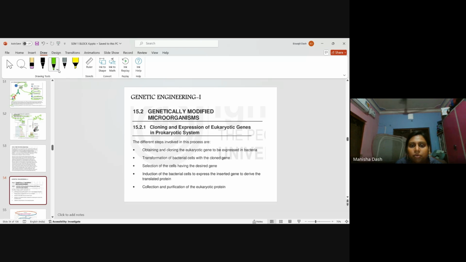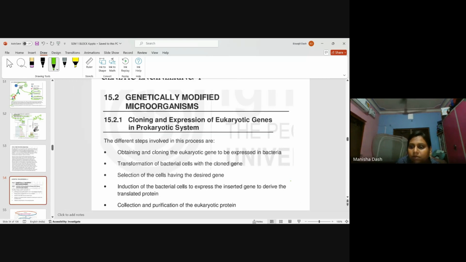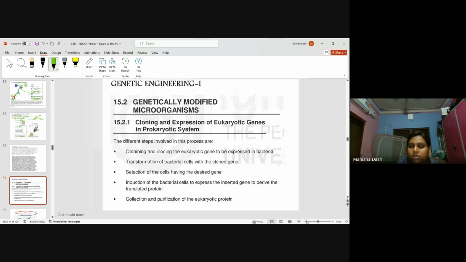So genetically modified microorganisms, basically they are engineered. The cloning and expression of eukaryotic genes in a prokaryotic system is one of the vital applications of genetic engineering. So what are the steps involved in this process? First, obtaining and cloning the eukaryotic gene to be expressed in the bacteria. What gene you want to express, first you have to identify and isolate it.